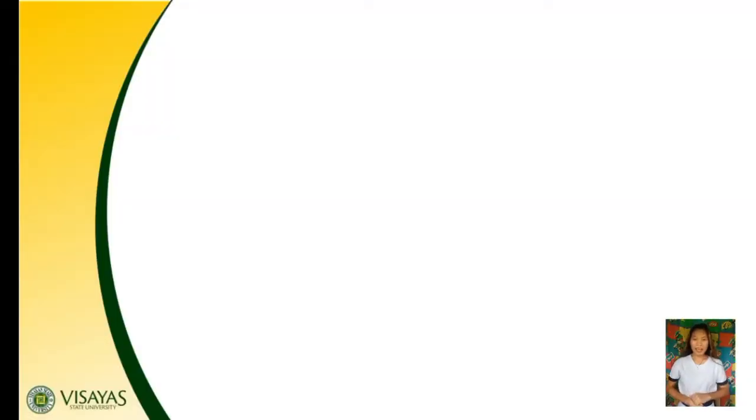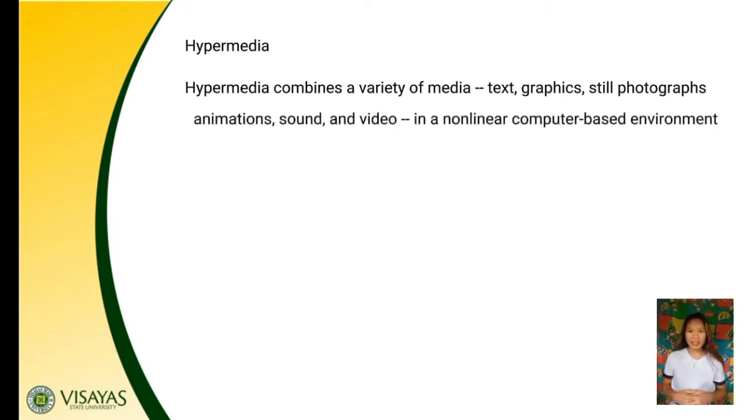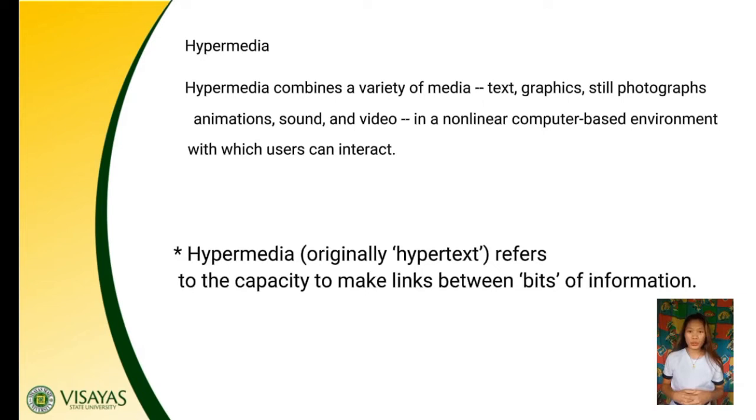The first electronic material that has proven beneficial to language learning is hypermedia. Hypermedia combines a variety of media, text, graphics, still photographs, animations, sound, and video in a nonlinear computer-based environment with which users can interact. Originally, hypermedia was called hypertext. It refers to the capacity to make links between bits of information.